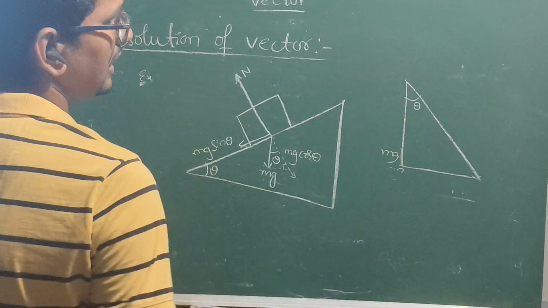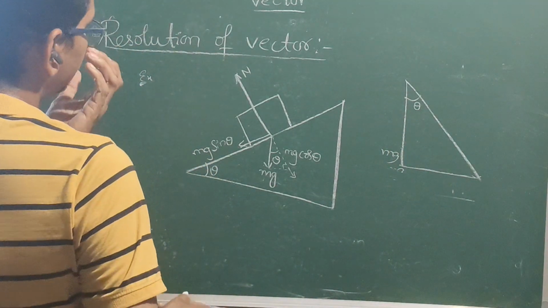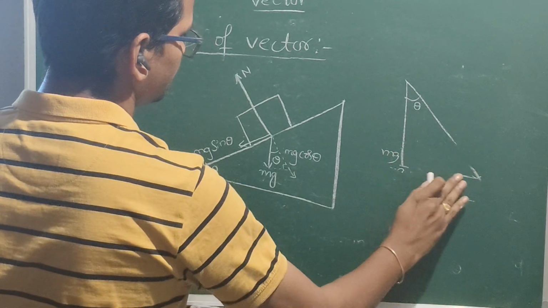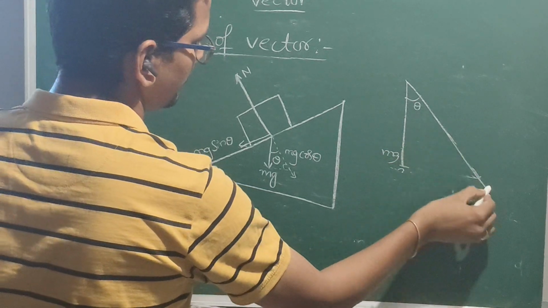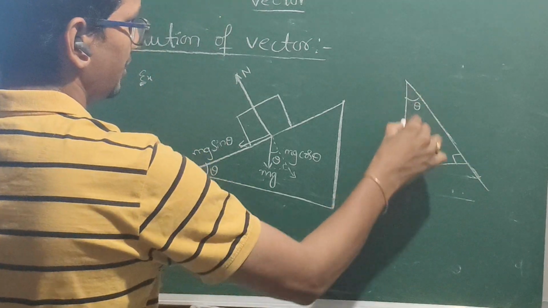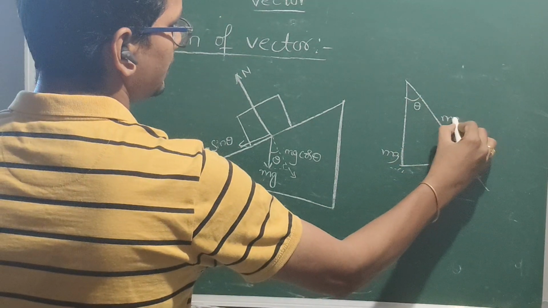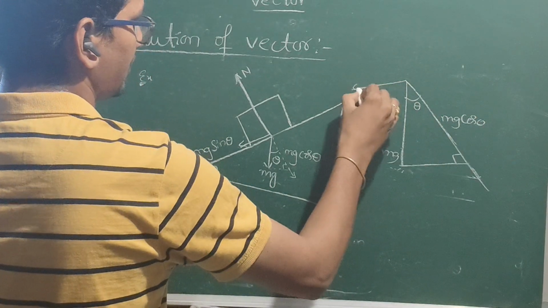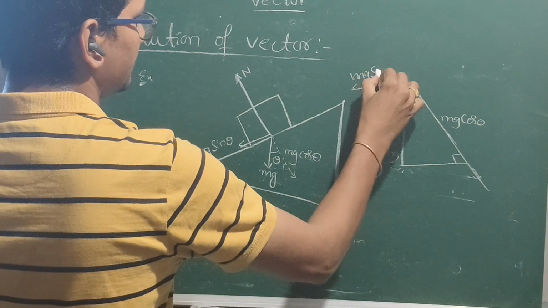What happened? This is the triangle. Yes or no? This triangle acts as a path. This is what we need to write here. This is the right angle. This is the hypotenuse. This is called mg cos theta. This is the resolution of the vector. This is called mg sin theta.